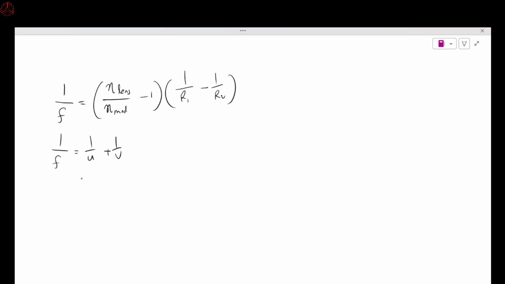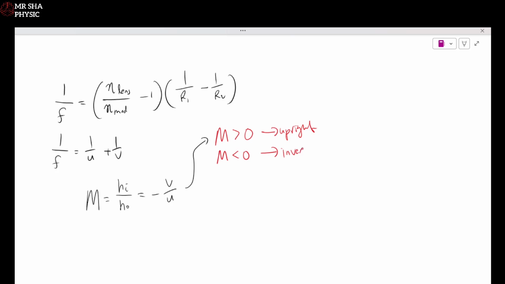Now, of course, once you have this, you want to make some conclusions about the image. So the third one that we have is the magnification. Magnification is no different than the mirror case. I have the height of the image over the height of the object equal to negative v over u, and both of that equals m. As I've covered before, if m is bigger than 0, which means it is positive, it is going to be upright, and if m is less than 0, then the image is inverted.